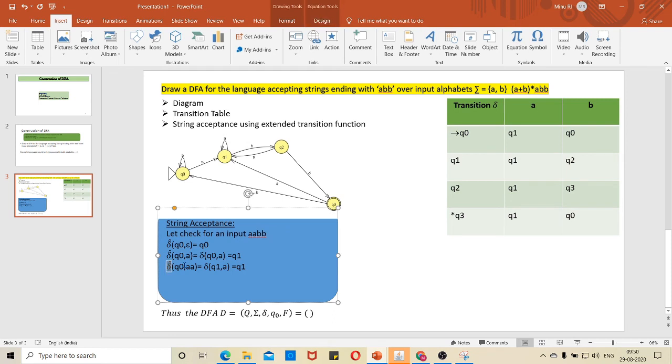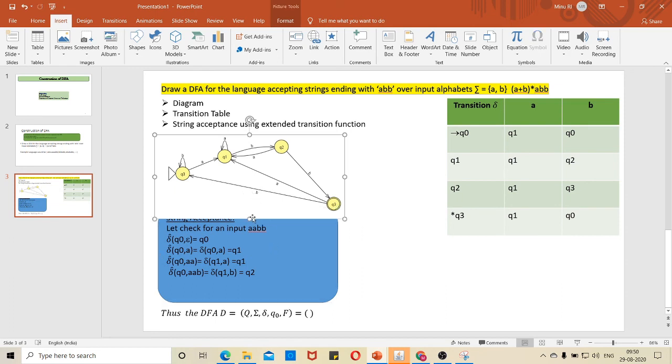So, again delta cap of this particular B is equivalent to, already with respect to Q0 of AA, I am in Q1. In Q1, my input now is B. So, in Q1 state, if my input is B, I will be going to Q2. So, it will be equivalent to Q2 state. Then again I am having an input of B.